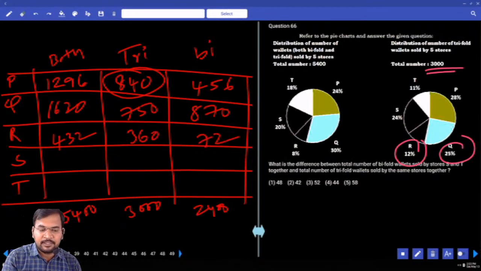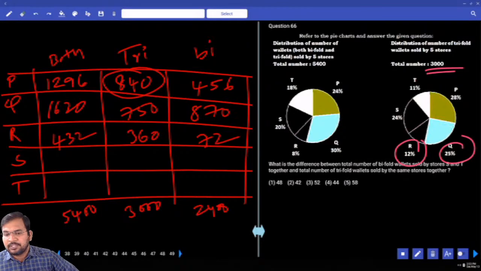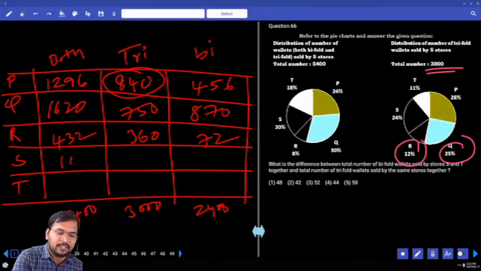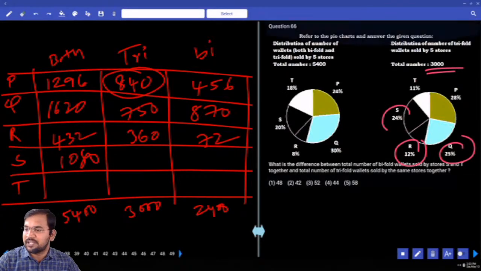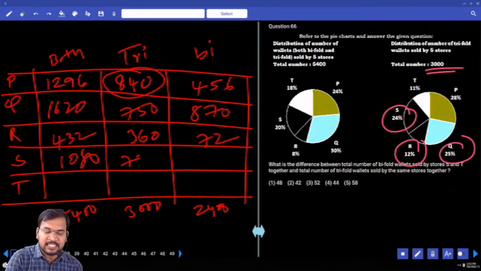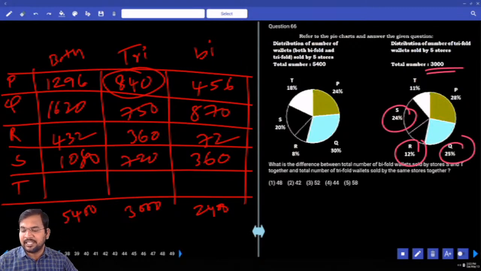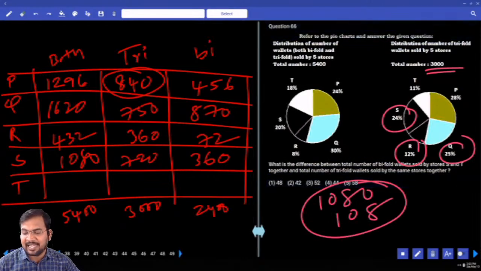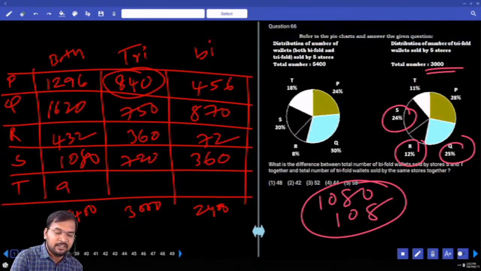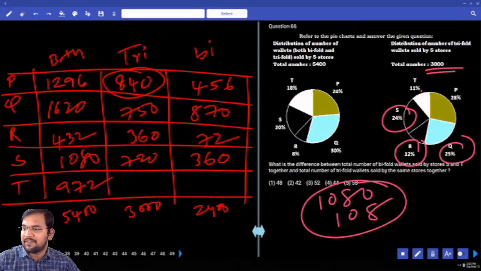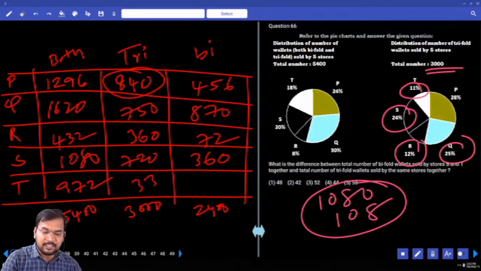Difference is 72. Yes, 20%, 1080. Here S is 24%. 24 threes are 720. Remaining is 360. T is 18%. 20% is 1080, 2% is 108. Subtract 100, 980, 970, 972. Here 11%, 330, 642.